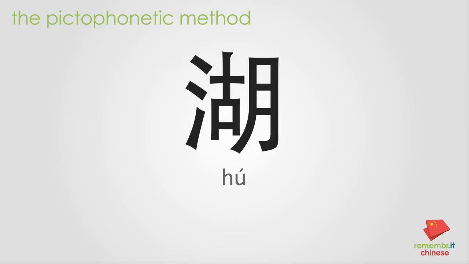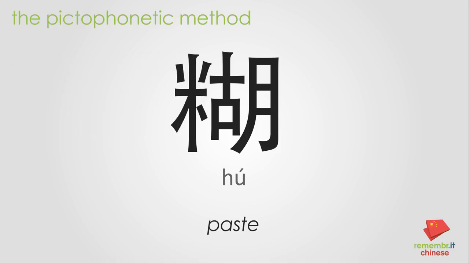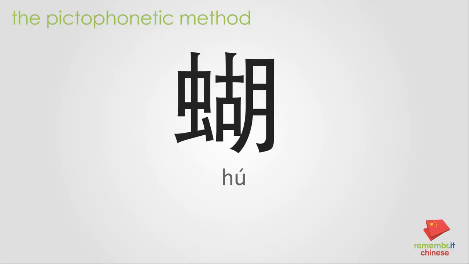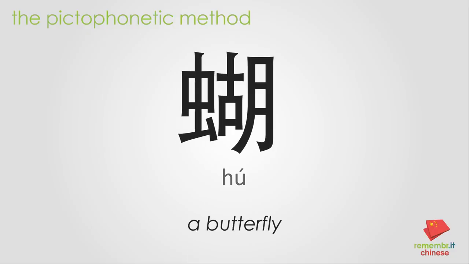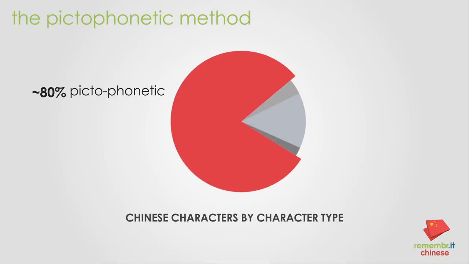word 湖 meaning lake. Using this method, we can also create the character 湖 meaning paste by adding the rice radical. Paste, in ancient times, often being made from rice flour. And we can add the insect radical to create the character 湖 which means butterfly. This method has been used to create thousands of characters, and in fact, around 80% of modern Chinese characters have been created this way. Understanding the pictophonetic method is key to understanding modern Chinese characters.